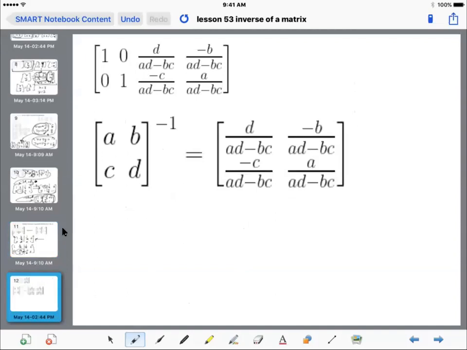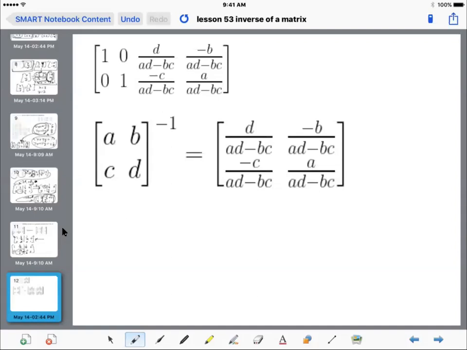Now notice all the answers are fractions, but the denominator of all of them is this mysterious AD minus BC. And the numerators are just the 4 numbers from the original matrix, except the A and D swapped places, and the B and C stayed in the same place, but became negative.